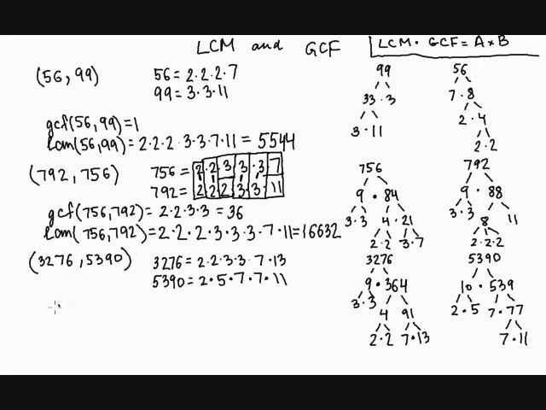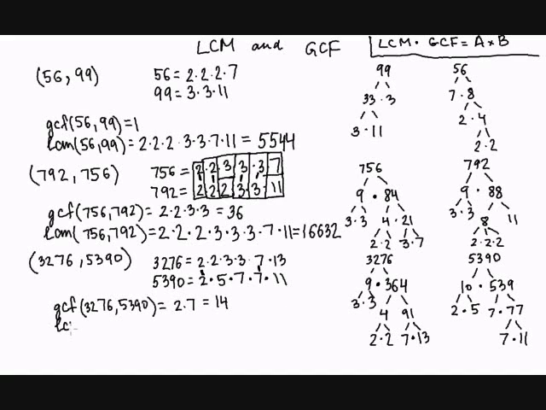Now, to find the greatest common factor of 3276 and 5390, we have to look at all the common factors of these two numbers. What do we have? They have 2 in common and they have 7 in common. That's it. So we're going to write 2 and 7, and 2 times 7 is 14.